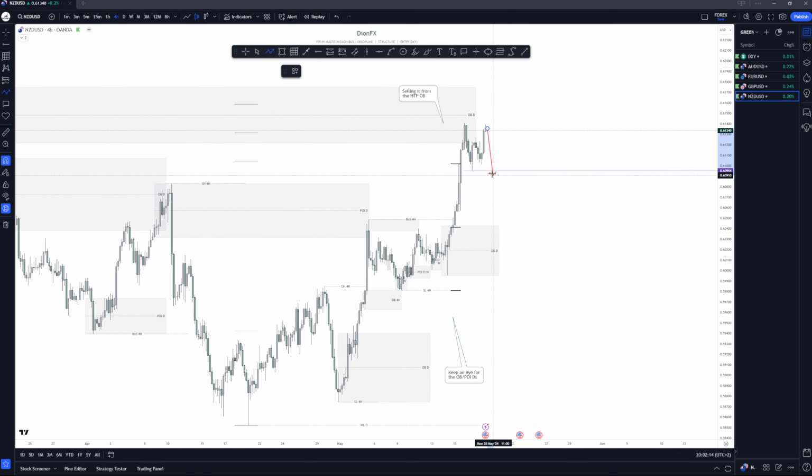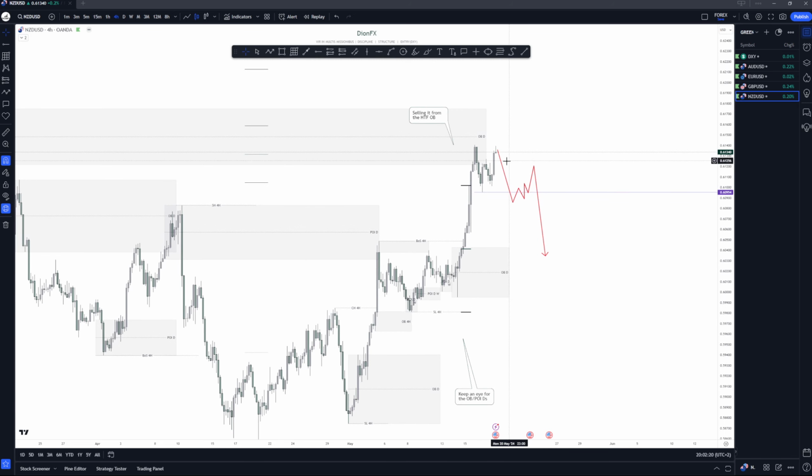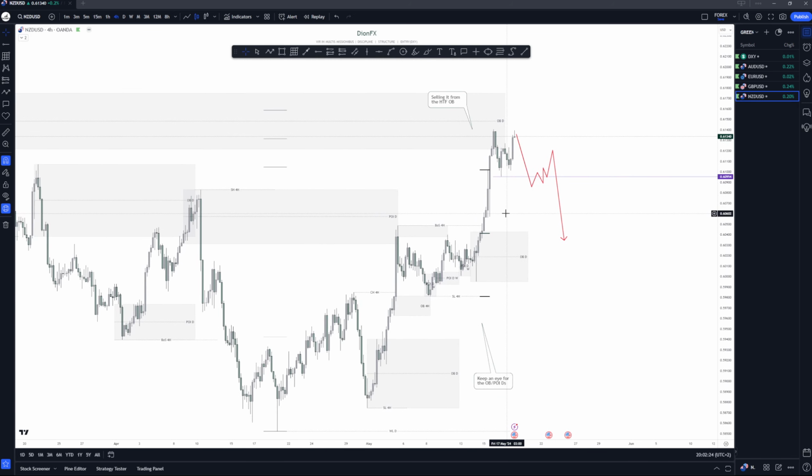So in terms of bias right now, similar to EU, GU and AU, I like to wait for price to come back low, take out these lows, and then from there we can get some safer entries to the downside. This one will be perfect. Right now I don't really like to sell all of them. I would like to see the first leg being made, and then from there I'll look to jump in from these levels and sell to the downside.